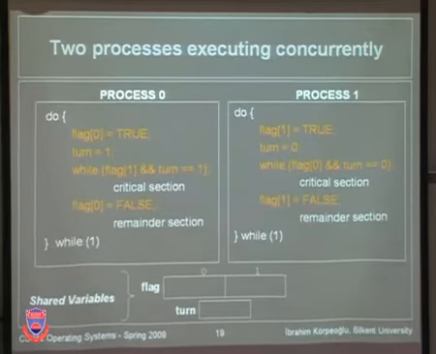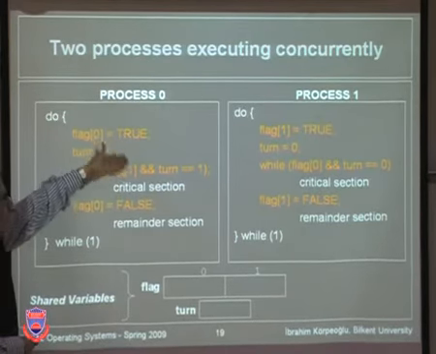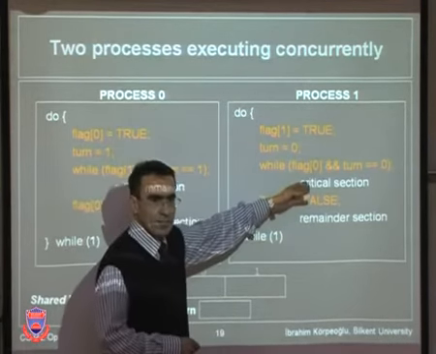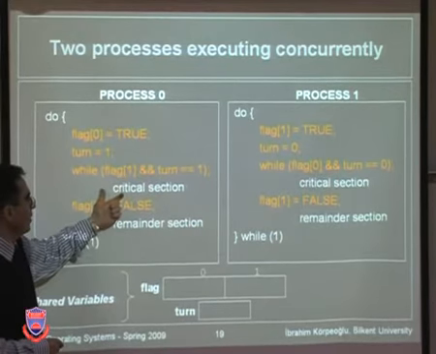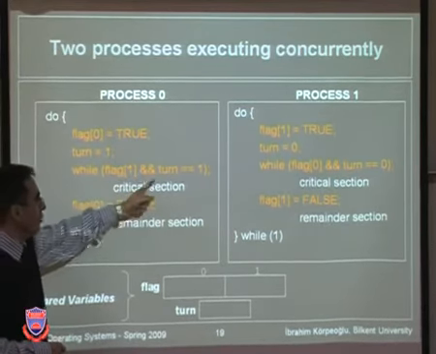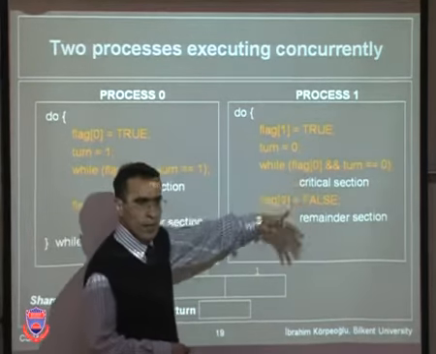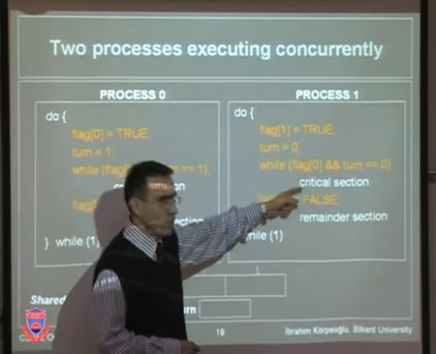So let's look, for example, at what happens. Assume one process is now waiting here, okay? And the other process is in the critical section. This process will be waiting here. Why? Because the flag of the other is true and also the turn is 1, okay? So process 1, assume, is now executing in the critical section. So turn is 1 and flag of 1 is true.